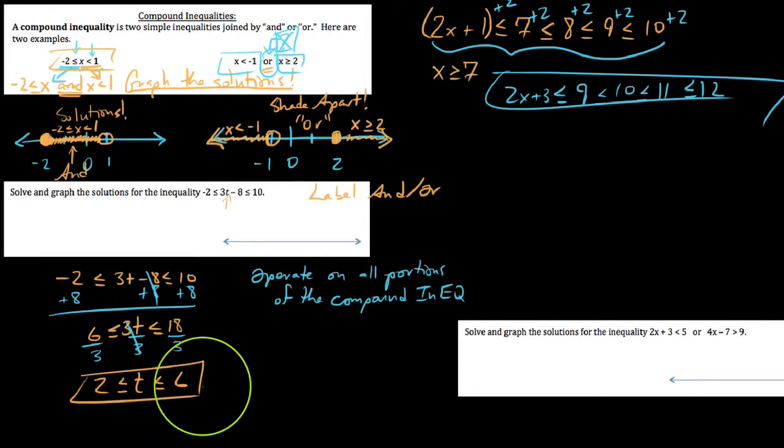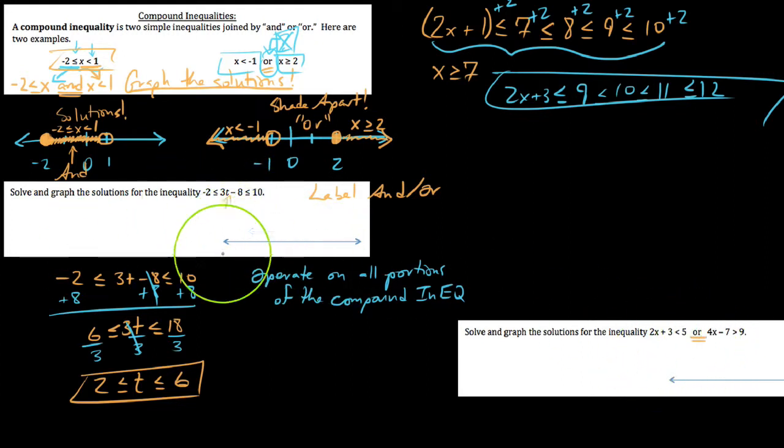So now, in this case, it's not a word problem, so I can't tell you a label for this. But let's say we were talking about a word problem. Maybe t is time. We'd write, time is somewhere between and including 2 and 6 seconds, maybe into some experiment. Something happened, okay?